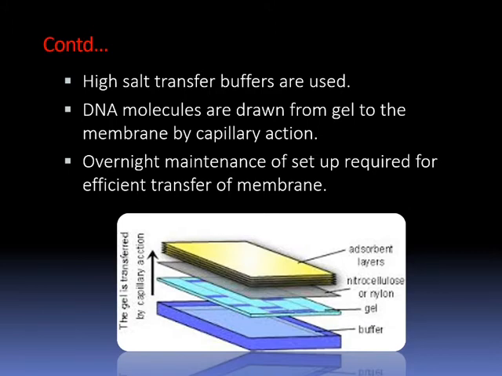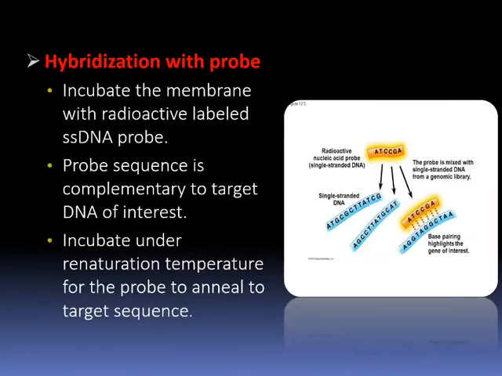Overnight maintenance of the setup is required for efficient transfer to the membrane. When you keep it overnight, the transfer happens easily, and in the morning you can observe it. Next is hybridization with the probe. Now the DNA has been shifted to the nylon sheet, so incubate the membrane with the radioactive labeled single strand DNA probe.